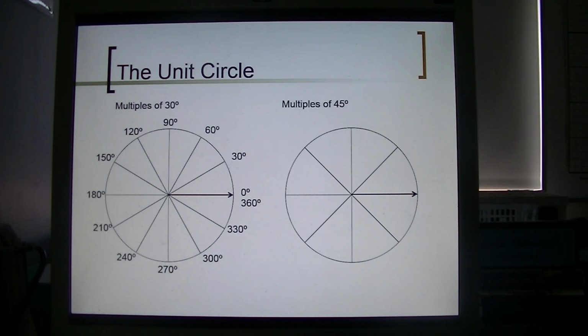I now want to do the same thing on the other circle, but here we're going to do multiples of 45 degrees. We're going to start with 0 degrees. What is our first angle? This is easy. 45 degrees.